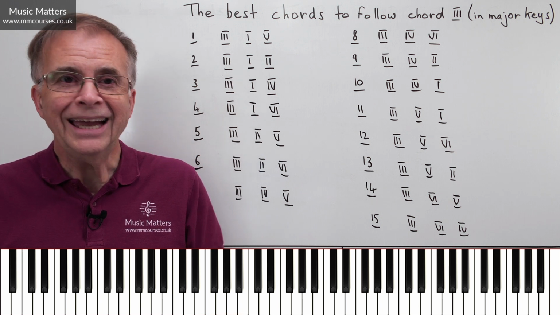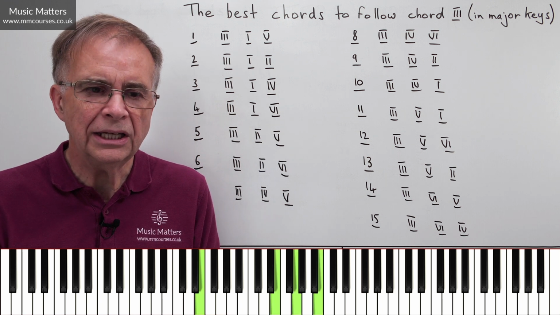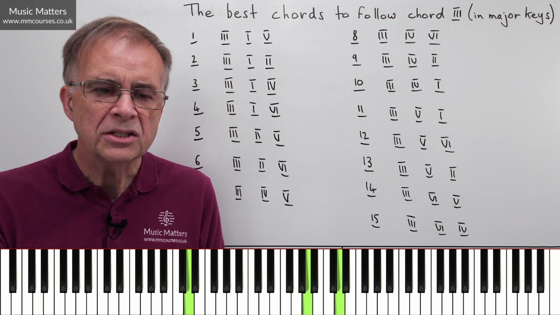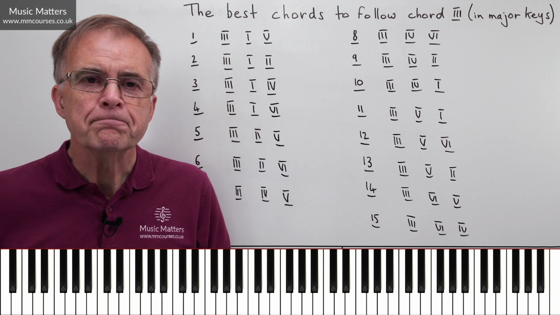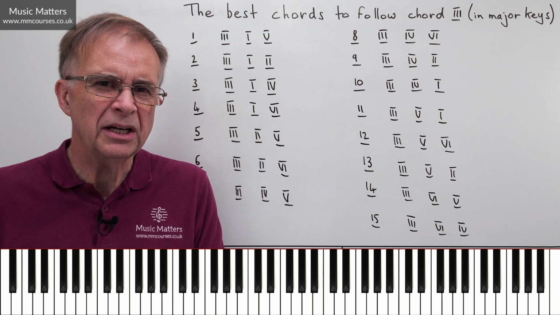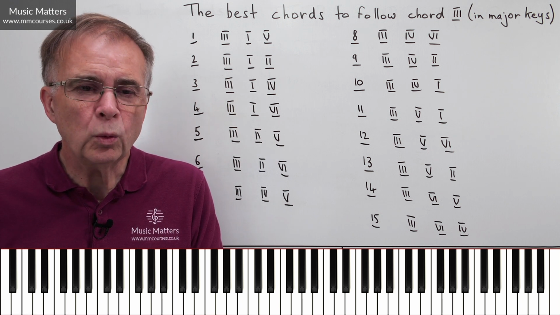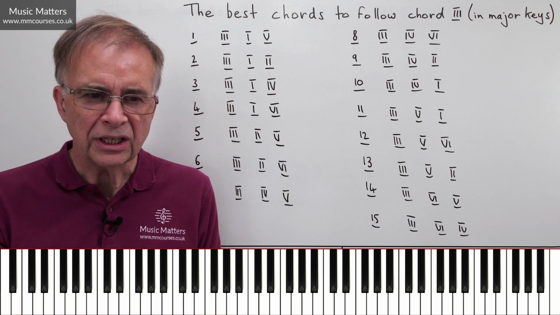Okay, option number 5, 3 to 2 to 5. So 3 to 2 to 5. There are lots of textbooks that advise us against certain progressions. They might say, oh, 3 to 2 is not a very good progression. They often don't explain why. Well, there's a danger in going 3 to 2.